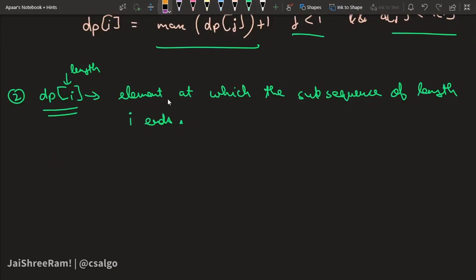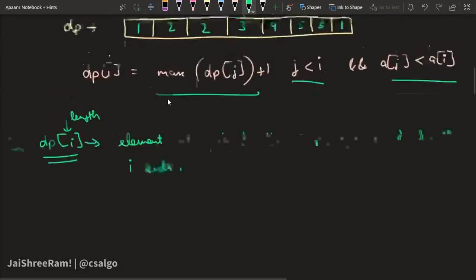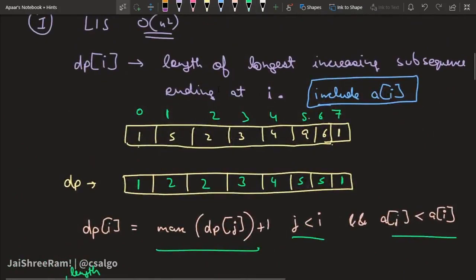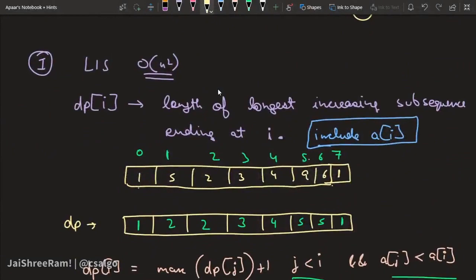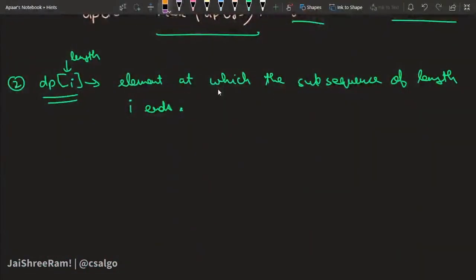Again guys, I'm repeating this, it's very important to understand. dp[i] represents the element at which the subsequence of length i ends. Earlier it was the length of the longest increasing subsequence ending at i. Here it is the element at which the subsequence of length i ends. So there can be various elements at which a length of 5 ends, let's say 9 and also 6. So what should dp[5] contain in my newest example?